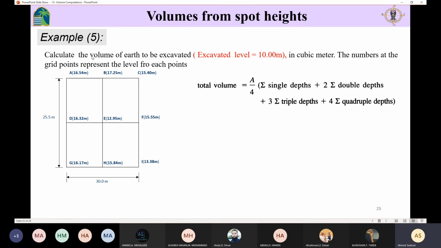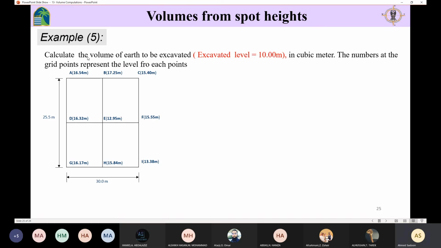The depth of cut is going to be the existing reduced level minus the excavated level. So this one minus that one is going to give me the depth of cut. So I'm going to apply everything like in example number 4, but in this example I'm going to subtract the value of the excavated level, 10, from each and every elevation at the intersections. So this one minus 10 for all the heights.